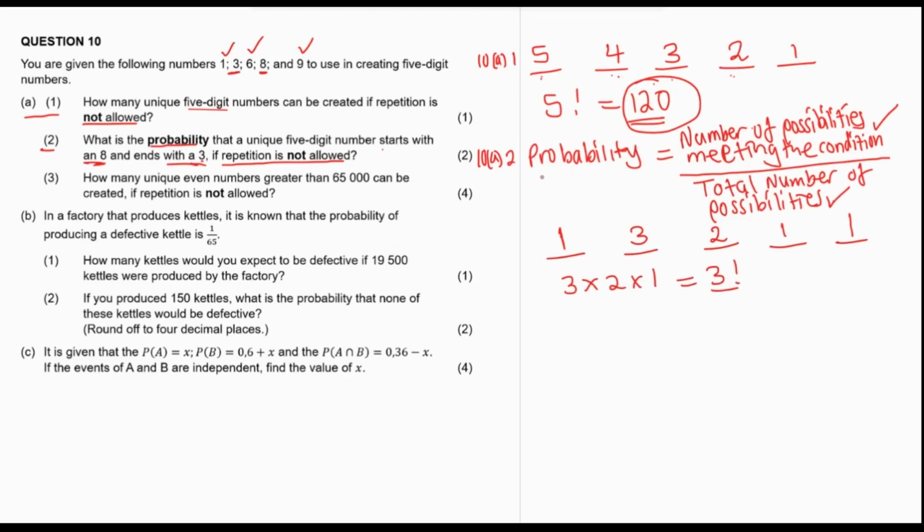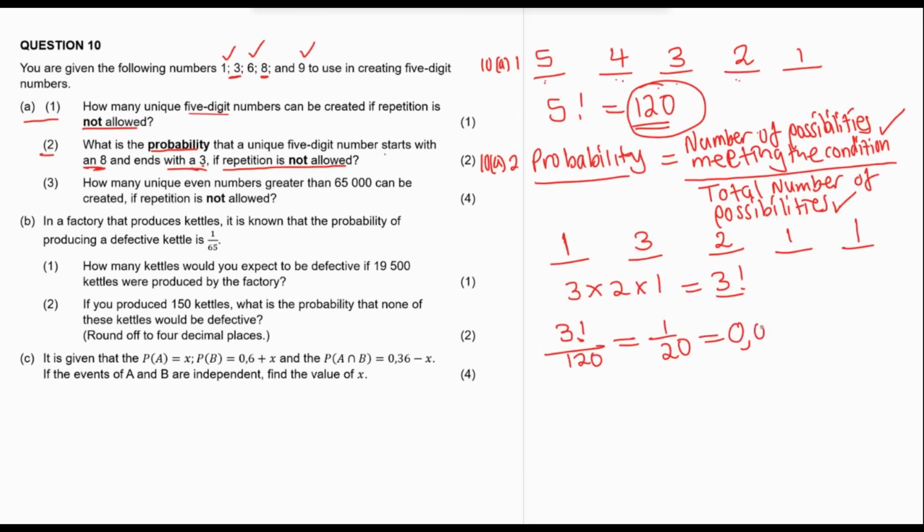So now let's find the probability, because we're asked to find the probability. The number of possibilities meeting the condition divided by the total number of possibilities. So probability is going to be 3 factorial divided by 120, which is equal to 1 over 20, which is equal to 0.05.